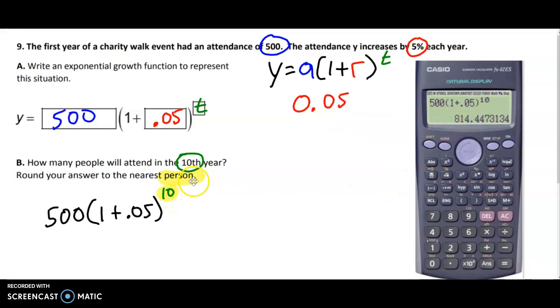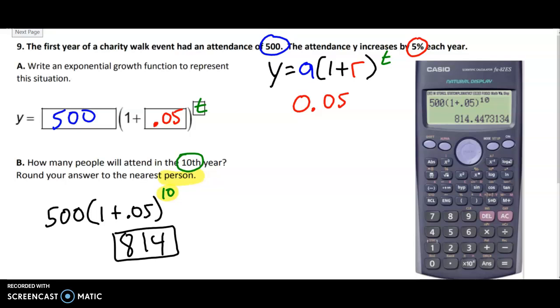And what we're going to do is just type in the calculator, like so. And since it says round to the nearest person, and this is 0.4 here, a person would be a whole number. So that 4 is 4 less, so we round down. So it's going to be 814. All right, so that's all you got to do. You're just going to write the formula. Make sure you use the growth or decay. Make sure you get the right one. The keyword here, increase, lets you know it's growth. And then you write the formula out and then plug in your values.